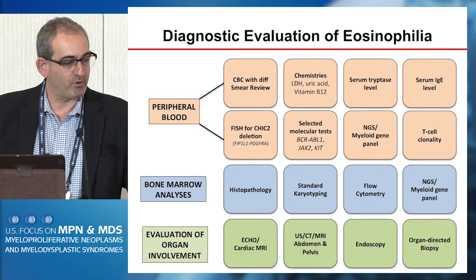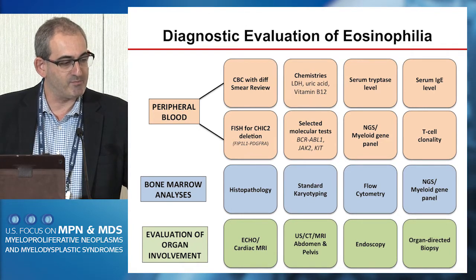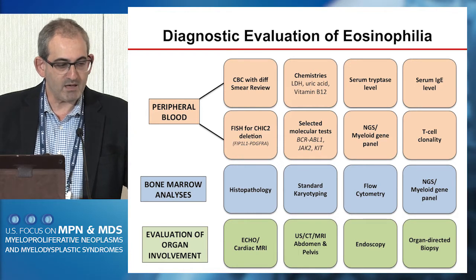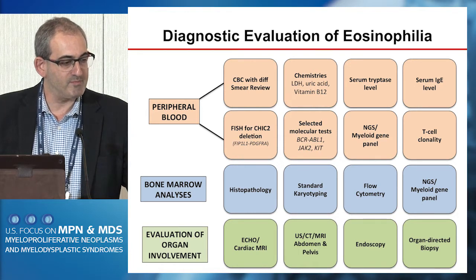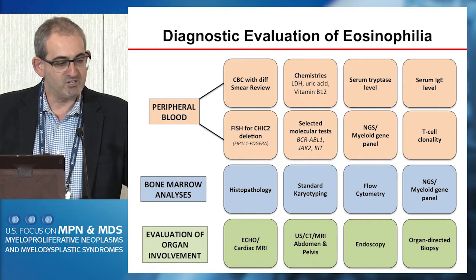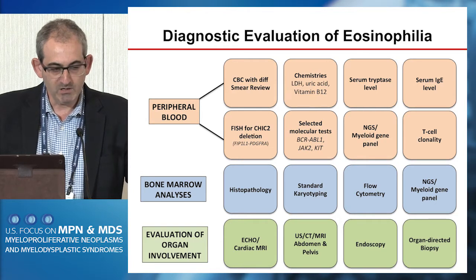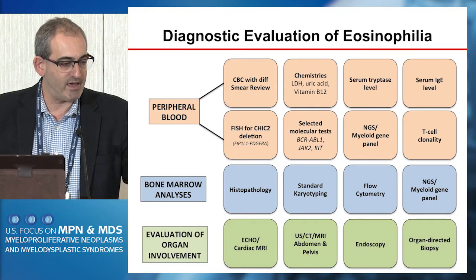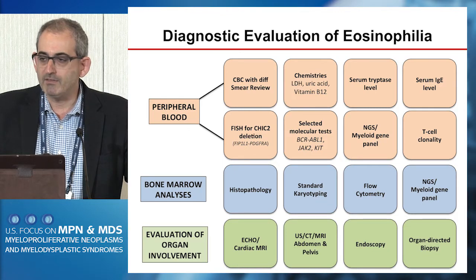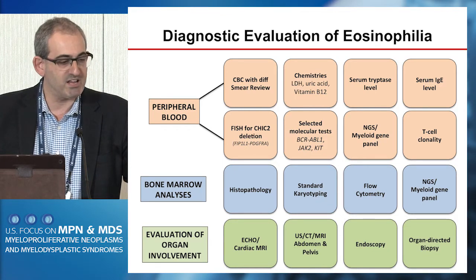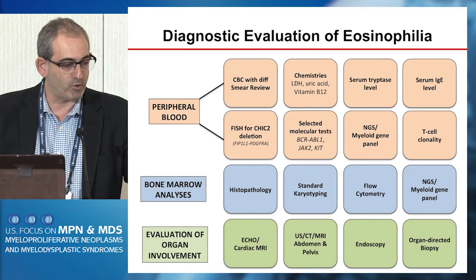So this is what I use for the diagnostic evaluation of eosinophilia on the peripheral blood. Of course, the first rule is looking at the smear with your CBC. Chemistries, because vitamin B12 level or LDH can be elevated. Serum tryptase level, because it is often elevated in myeloproliferative variants of eosinophilia. If the IgE level is elevated, that might indicate atopy or allergy. Now, that FIP1L1-PDGFRA is not visible by standard cytogenetics, so you need to do FISH or RT-PCR. And then other molecular tests such as, of course, BCR-ABL1, JAK2 or KIT, and myeloid gene sequencing by next-generation sequencing.